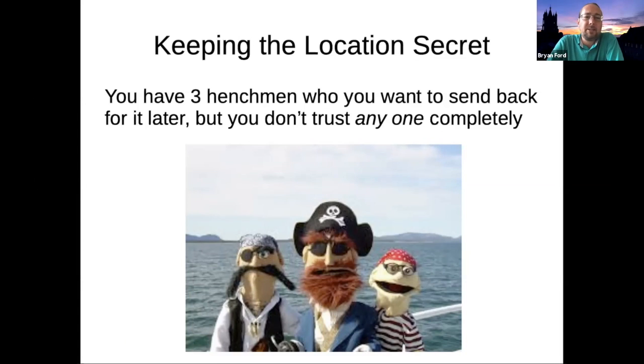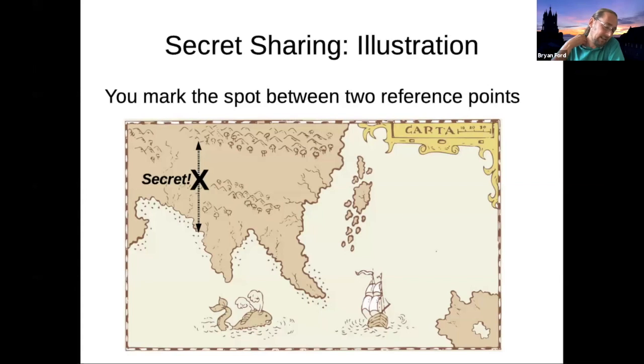And it so happens you have 3 henchmen that you want to send back, but you don't trust any one of them completely. But you also recognize that one of them might get sick and die, or get shot in a barroom fight, or something like that. So you don't want all 3 of them to have to go back. So you want any 2 of the 3 to be able to go back and get it for you, but you don't want just one who might defect to be able to find the secret. So how do you do this? Well, here's one way to do it.